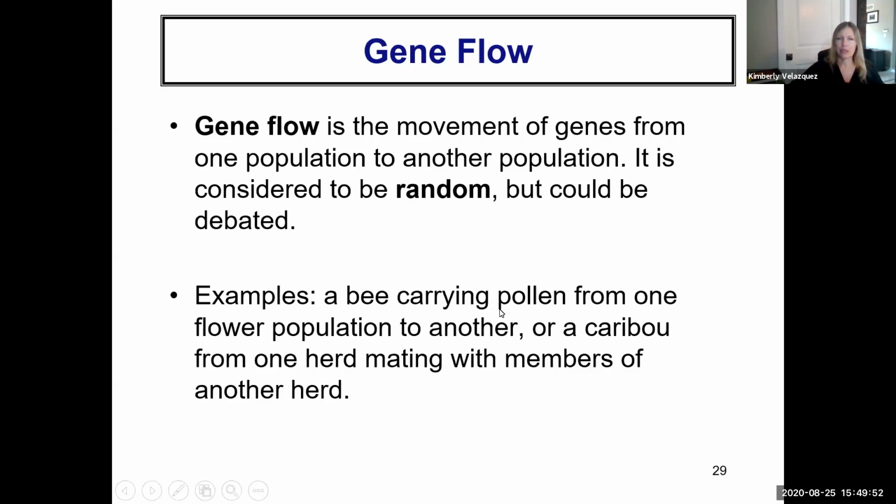This example of a bee carrying pollen from one flower to another, you know, that is really random in some ways, but in other ways it's not, because that flower that had the perfect structures to attract that bee is going to have an advantage over the flower that didn't perfectly attract that bee. So a lot of biologists disagree with whether that's random or not. So I wouldn't ask you if gene flow is random or not, because that's a little more controversial.